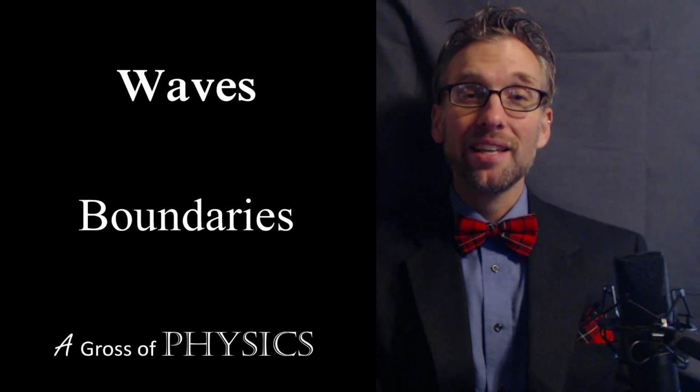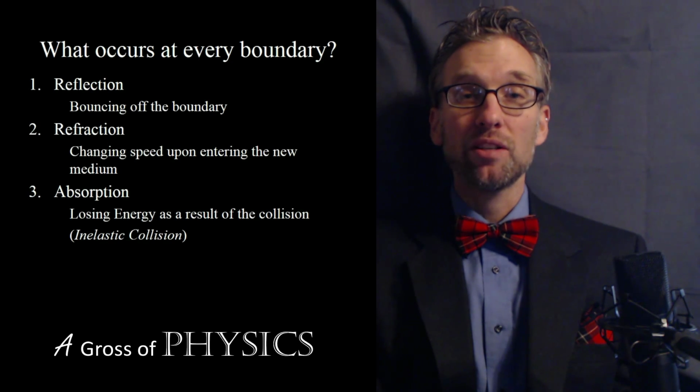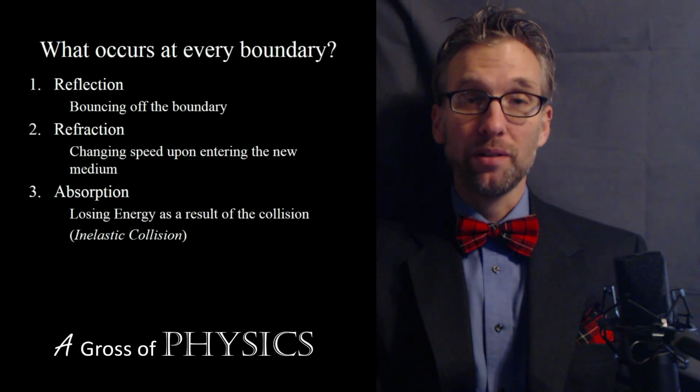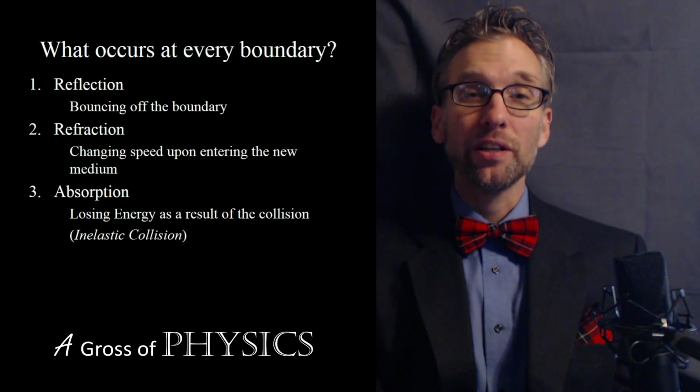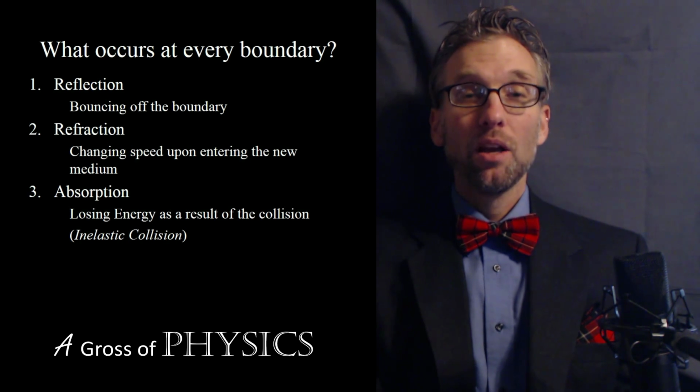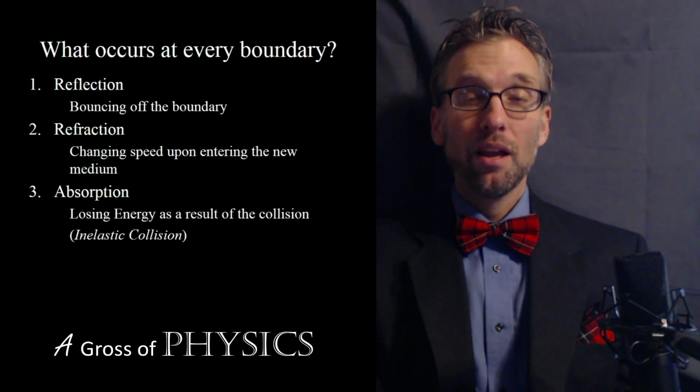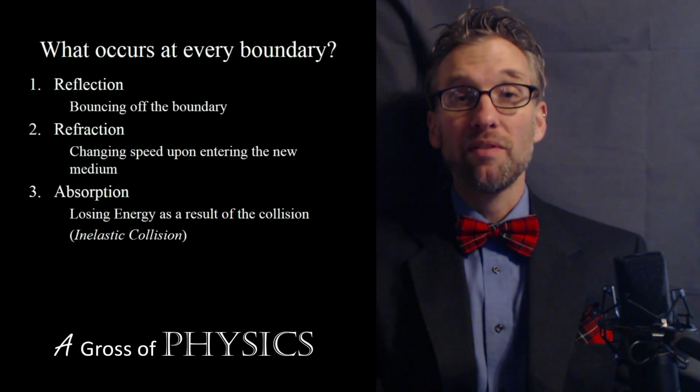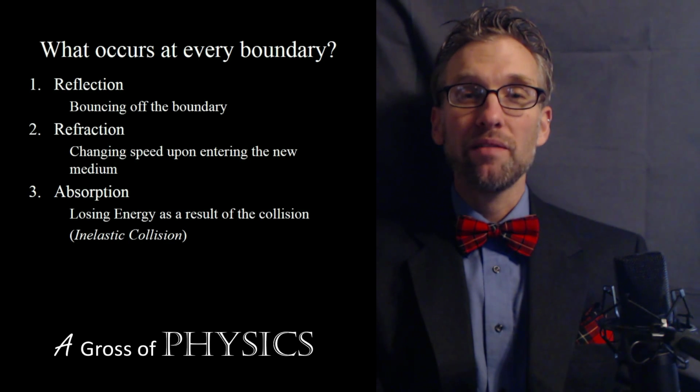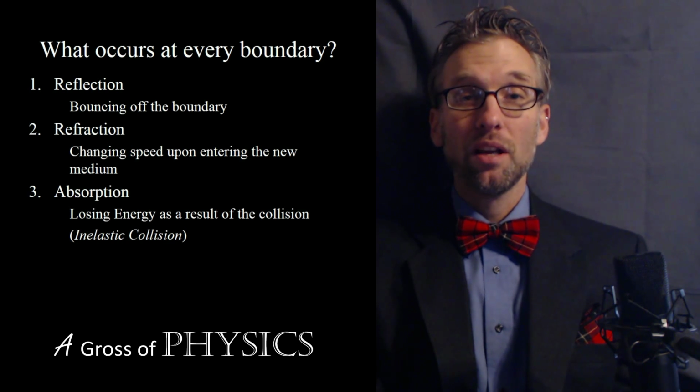Well, there are three things that happen every time a wave hits a new material, and those are reflection, refraction, and absorption. Now, reflection is when a wave bounces off the material. Refraction is when a wave enters the new material and changes its speed. And absorption is when it hits the boundary and loses some of its energy. So some of the energy is lost.